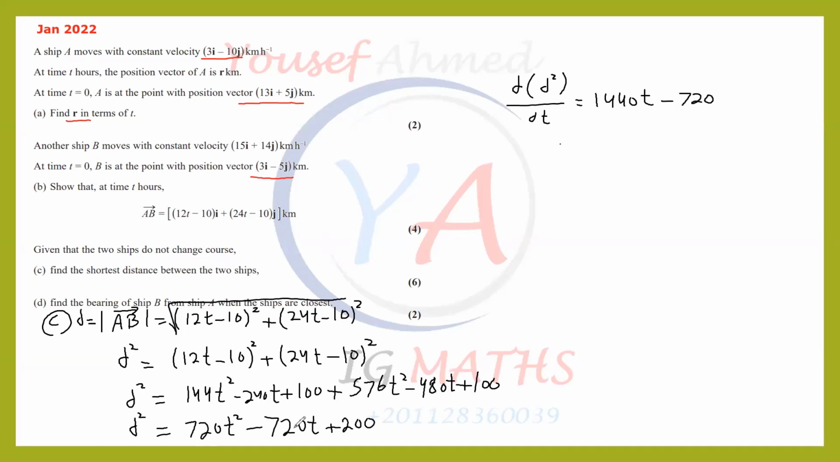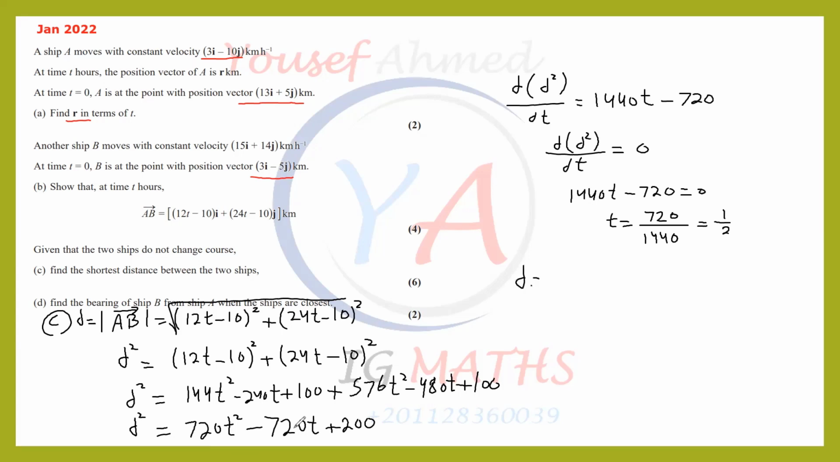Then equate the first derivative to 0 to get the stationary point, or the point that gives you the minimum value, so it will be 1440t minus 720 equals 0. So t is 720 over 1440, which gives half. So the value of the time at which the distance will be the shortest is half.